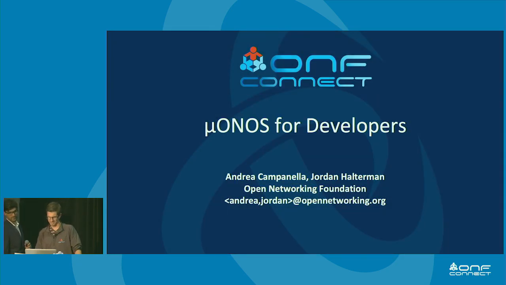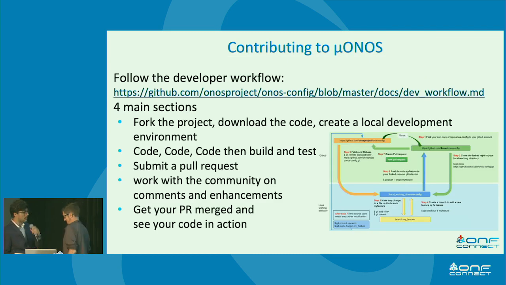Thanks, Jordan. So what Jordan showed is mostly also documented. Right now it's under ONOS config, and it might be moved under an ONOS docs repo if we decide to have that by itself. Just look for that picture. The whole document explains how to fork the project with exact commands, download the code, create a local development environment, then code it, build it, and test it, as Jordan showed, then submit a pull request.